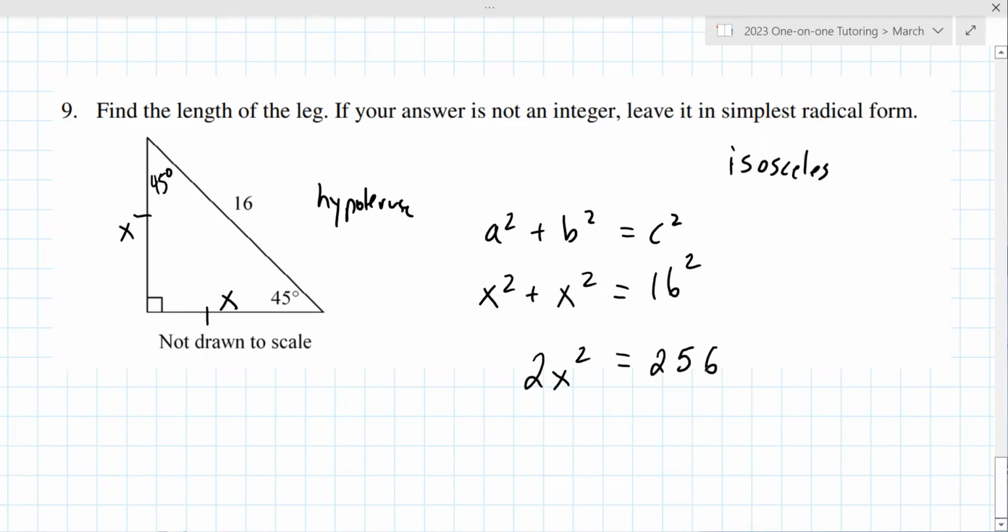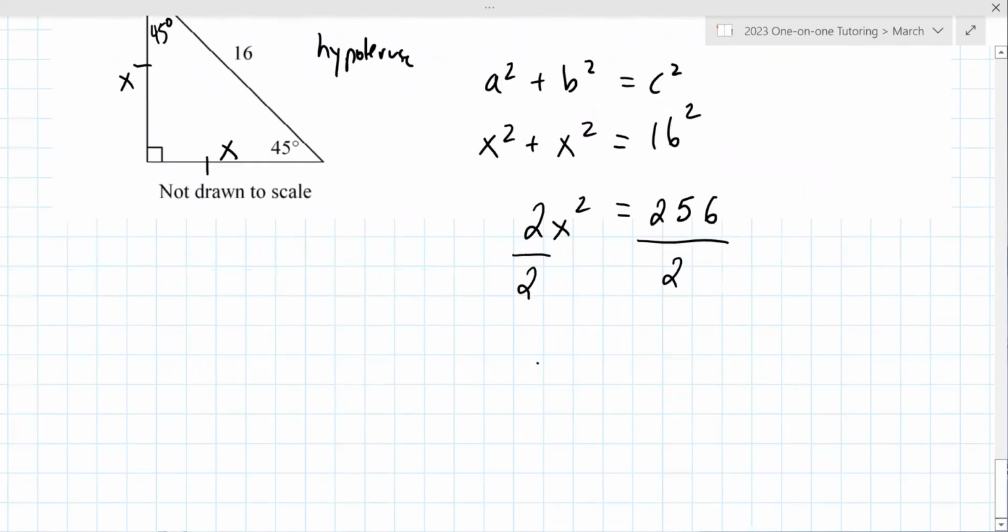Okay, now how do you solve for x squared? What do you do first here? You should just divide by 2. Yes. Okay, so can you divide that by 2 for us, please?